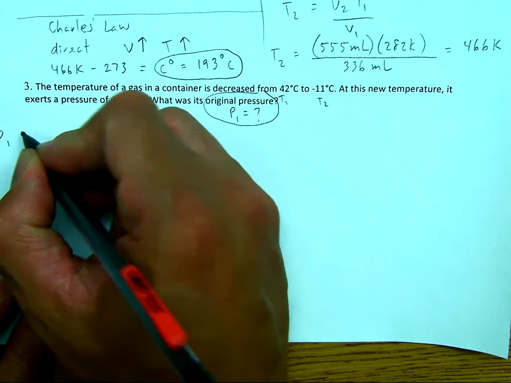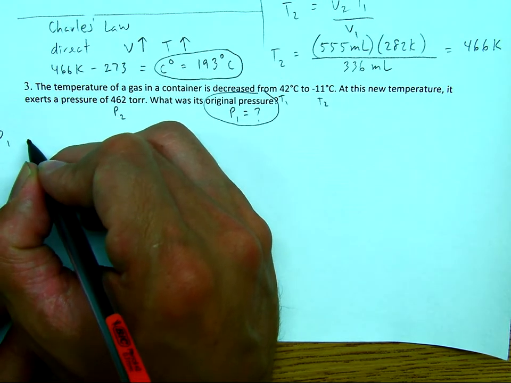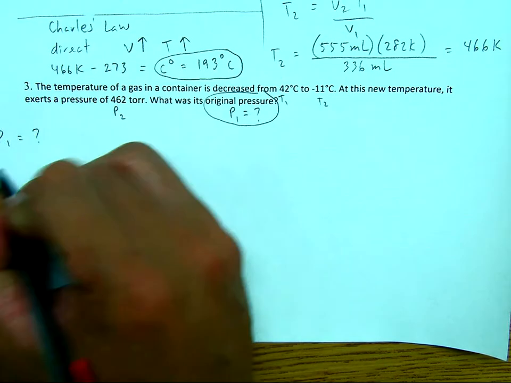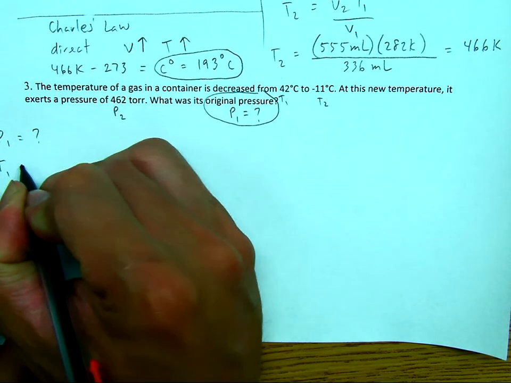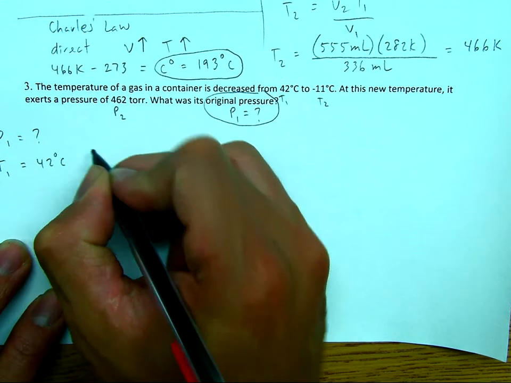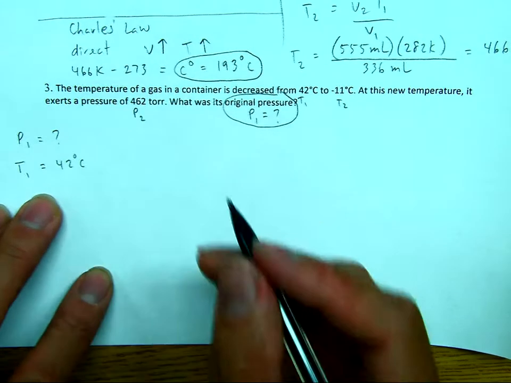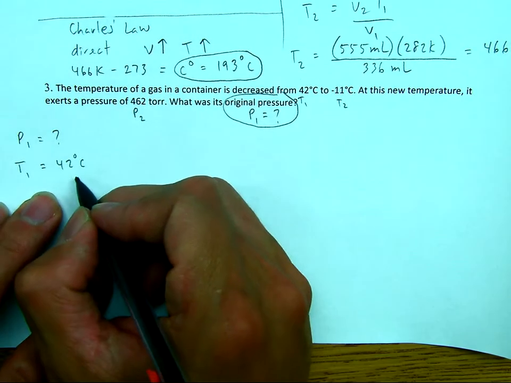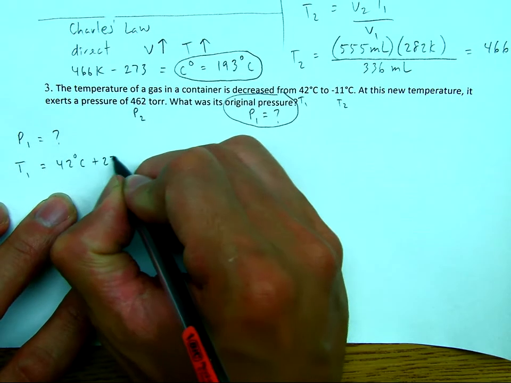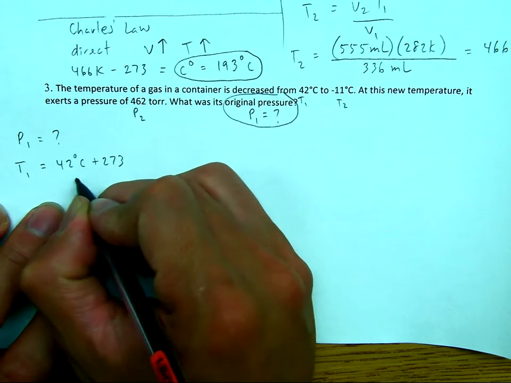Okay, what was P1? All right, so let's write this down. P1 is what we're trying to find. T1 is 42 degrees Celsius. Now, we can't solve gas law problems if we keep the temperature in Celsius. So we always have to convert it into Kelvin. So plus 273 gives you 315 Kelvin.